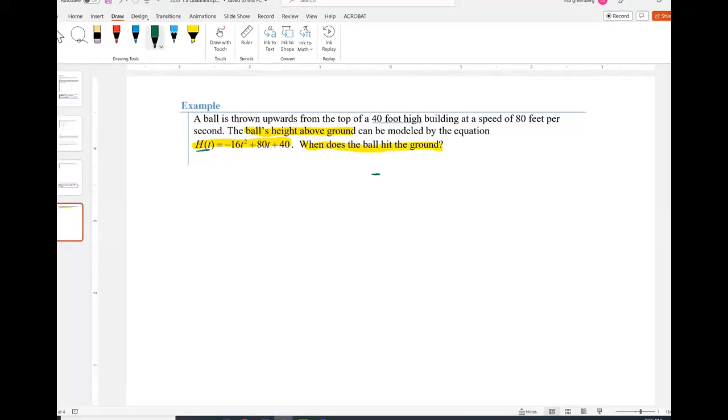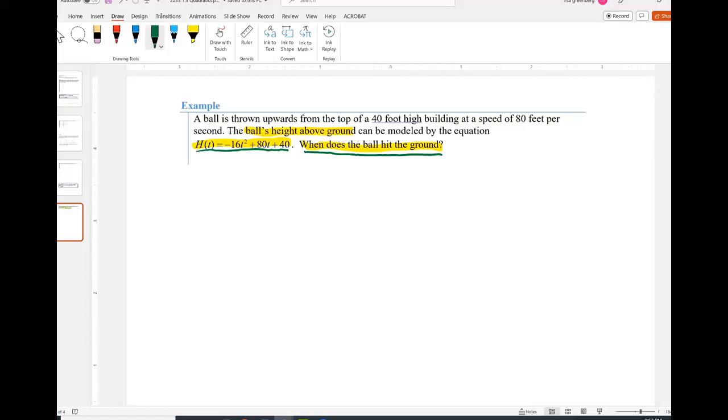h of t equals -16t squared plus 80t plus 40. I don't have to draw a picture. There's no need. What I do have to understand is, what is the question? So the question is, when does the ball hit the ground?